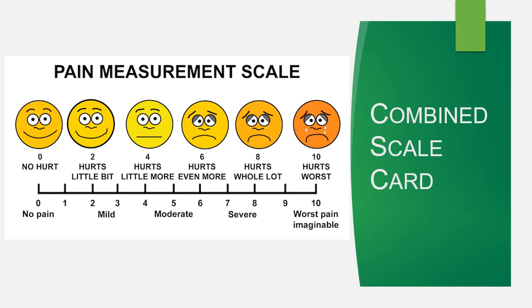So this is one of those combined scale cards. I find these to be incredibly helpful. So this has the visual analog scale, it has the faces scale, it has the verbal, and it has the numeric scale. And it has the verbal for both pediatrics and for adults, right? So for adults, it has the no pain, mild, moderate, severe, and worst imaginable pain. And for kids, it has the no hurt, hurts a little more, hurts even more, hurts a whole lot, hurts worst.